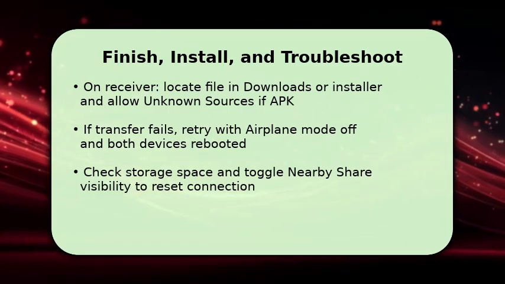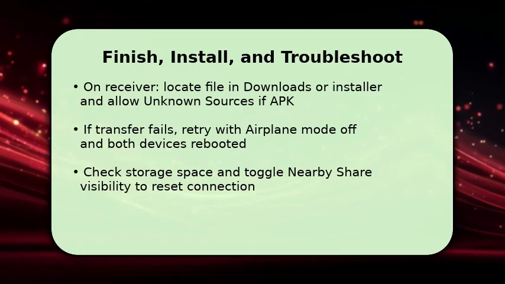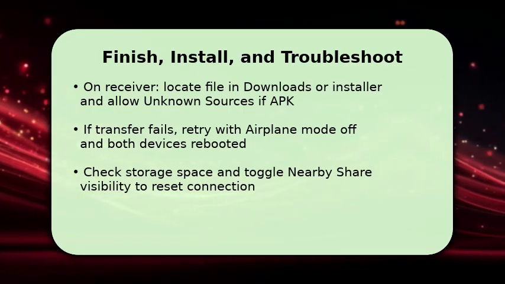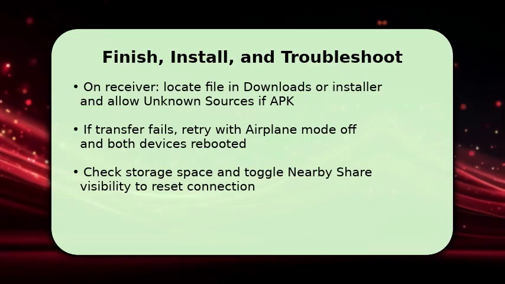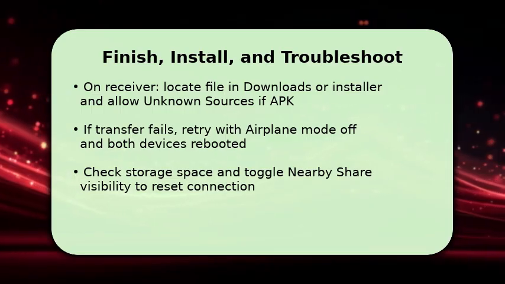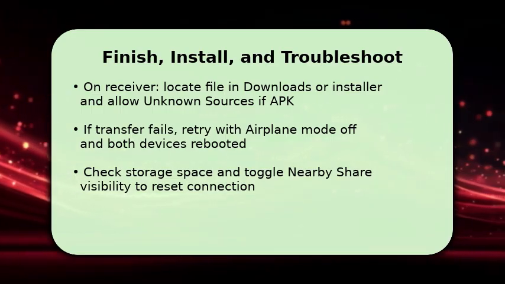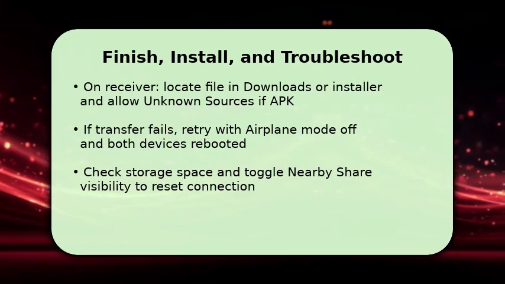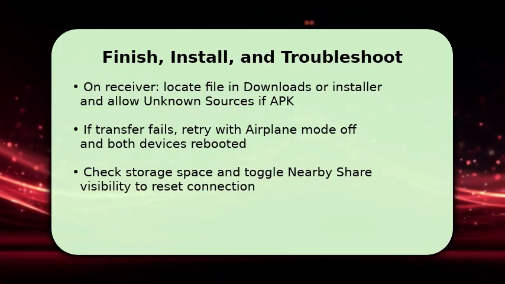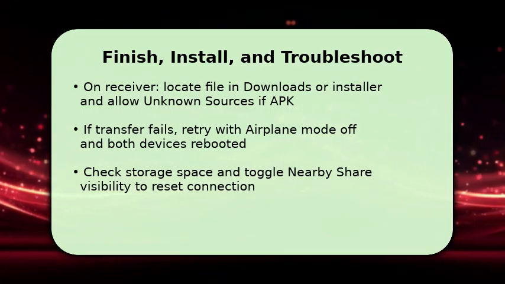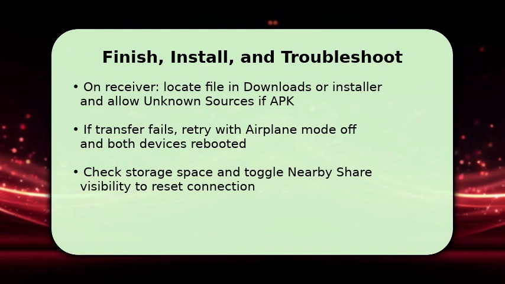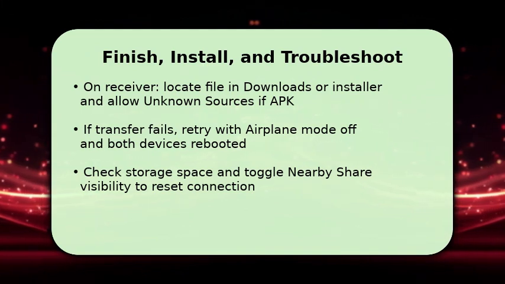If something goes wrong, reboot both phones and try again. Toggle Nearby Share visibility to contacts or everyone briefly. Also verify available storage and that no VPN or firewall is blocking local transfers. One quick troubleshooting tip: switch Bluetooth off and on to clear pairing glitches before retrying.